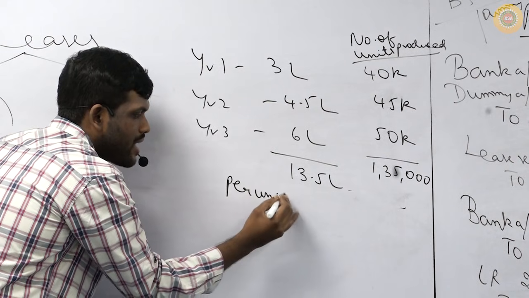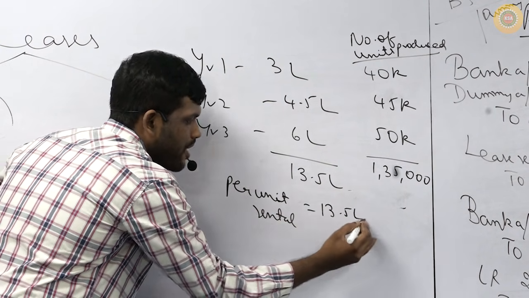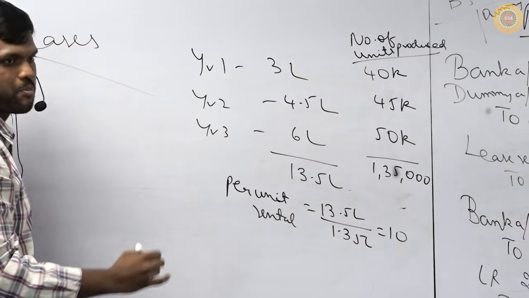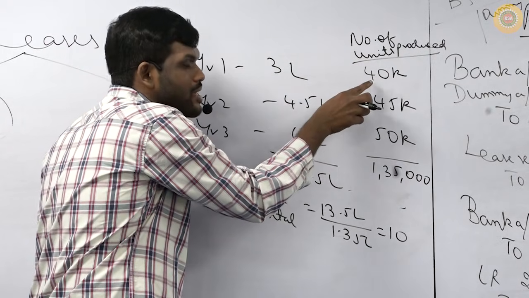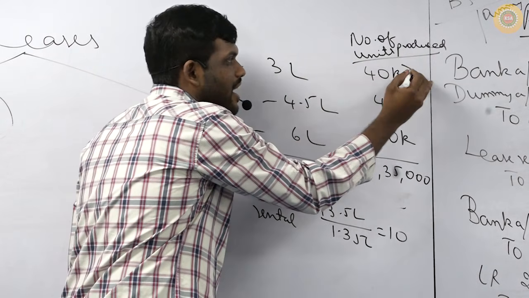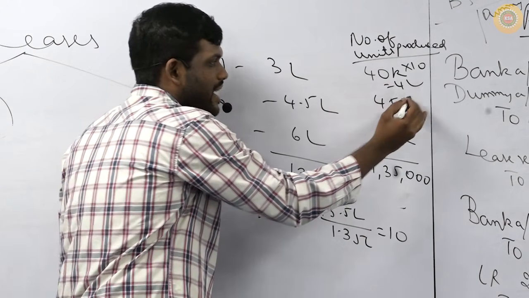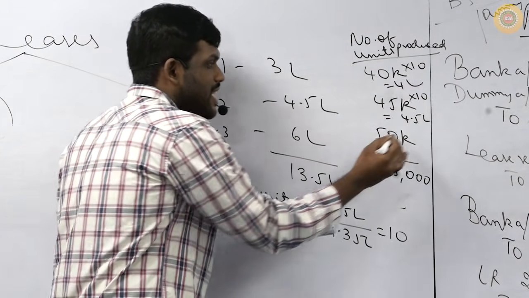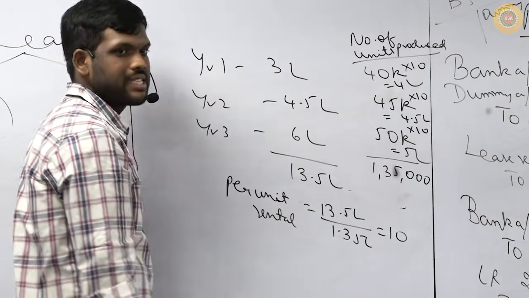Per unit rental is 13.5 lakh divided by 1.35 lakhs, 10 rupees per unit. So first year how many units am I producing? Into 10, 4 lakhs. Second year 4.5 lakhs. Third year 5 lakhs will go to P&L as expense.